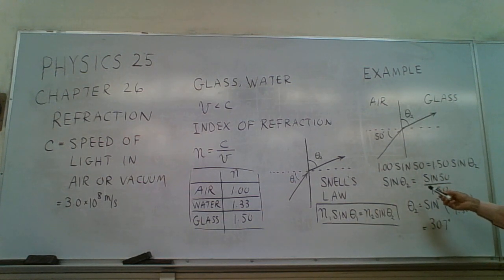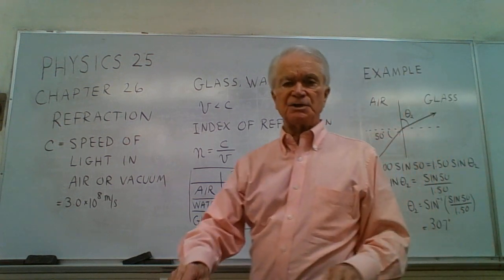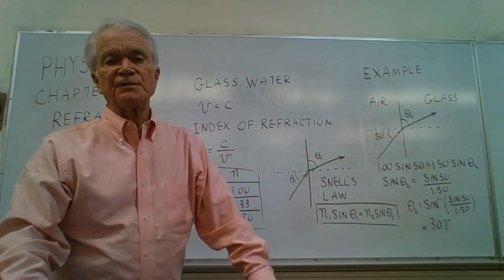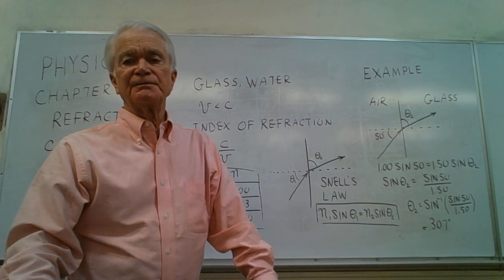Rewrite this equation like this, and then recognize that theta 2 is the arc sine, or you can say the inverse sine, of that ratio. So theta 2 is the angle whose sine is that ratio, and your calculator will show that the angle of refraction is 30.7 degrees. That concludes this first of several videos for Chapter 26.